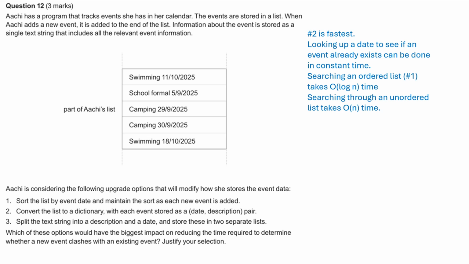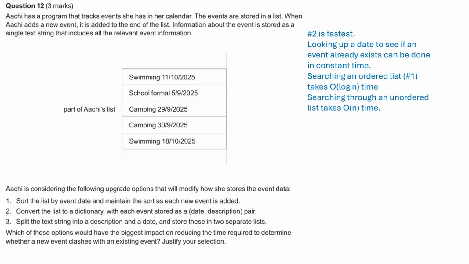Obviously, saying that number 2 is fastest because we know that dictionaries can be looked up very quickly in constant time. Don't say they can be looked up instantly. Okay, it's not instant. It's just in constant time. It doesn't get worse when the dictionary is larger.